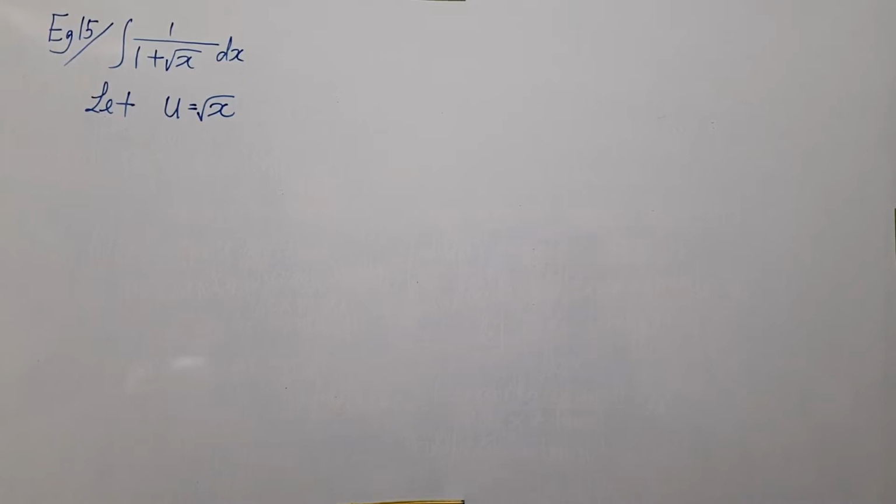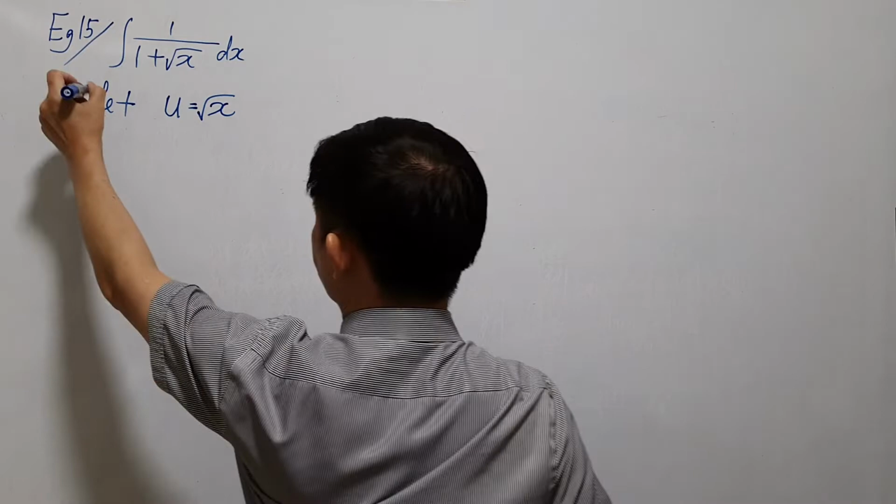Okay, we are going to move on to example 15. We did example 13 earlier on. 14 are all done for you. So we are going to move on to example 15. In this question, you want to solve this integration problem using the given substitution that u is equal to root x. So how do we do this method?